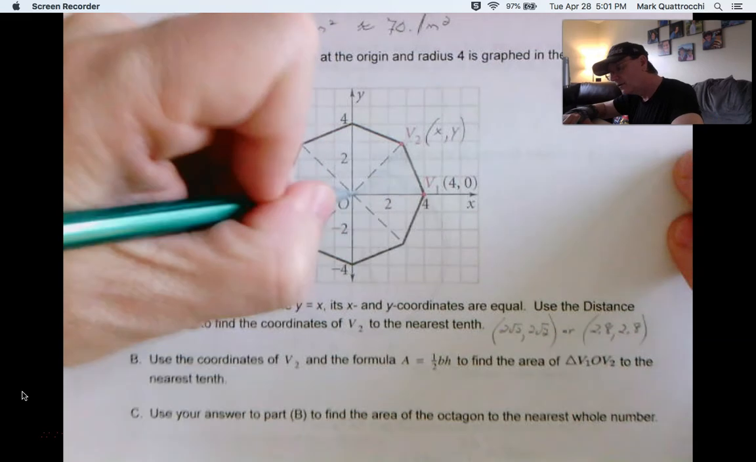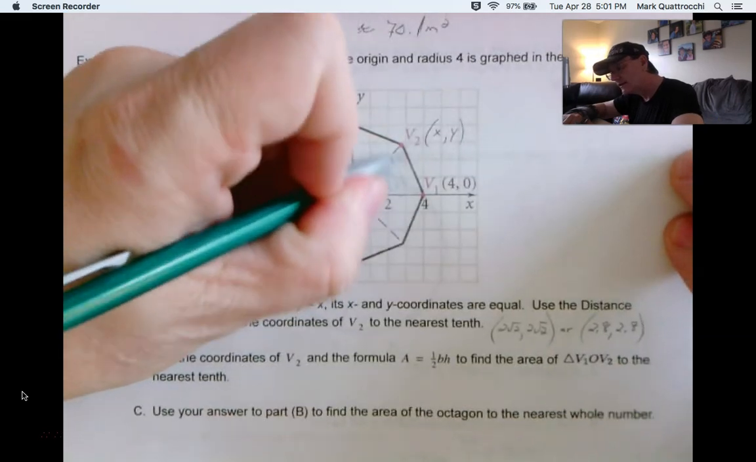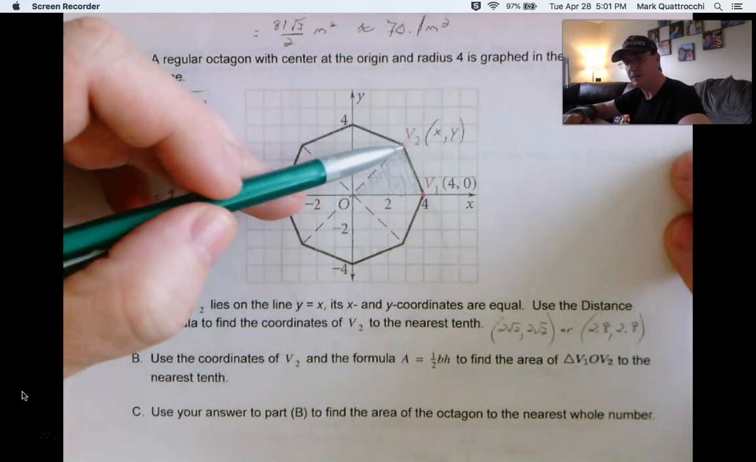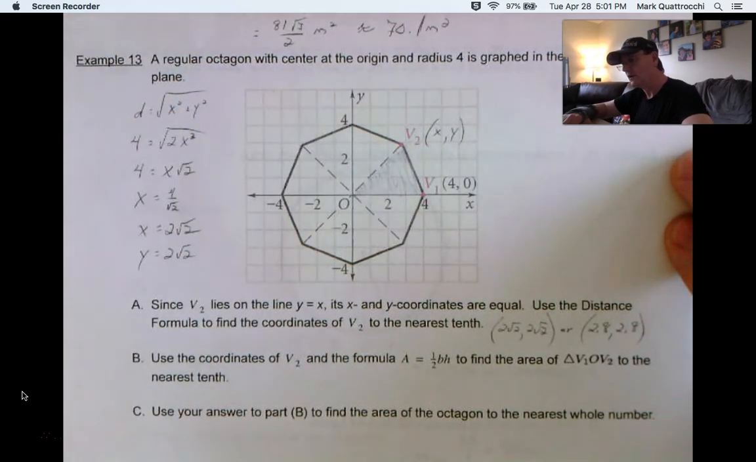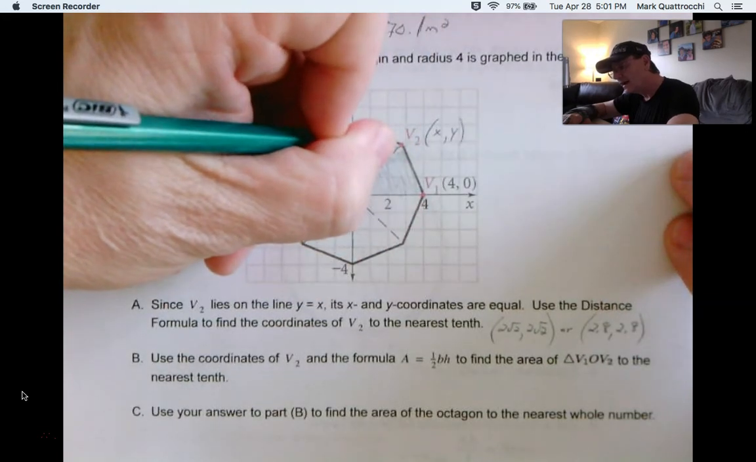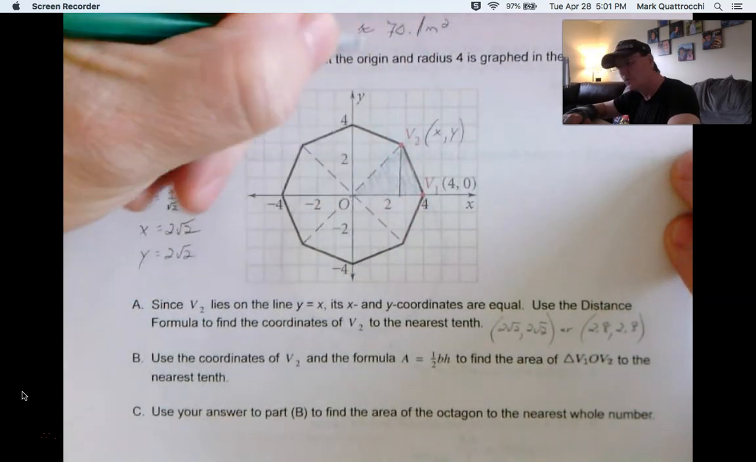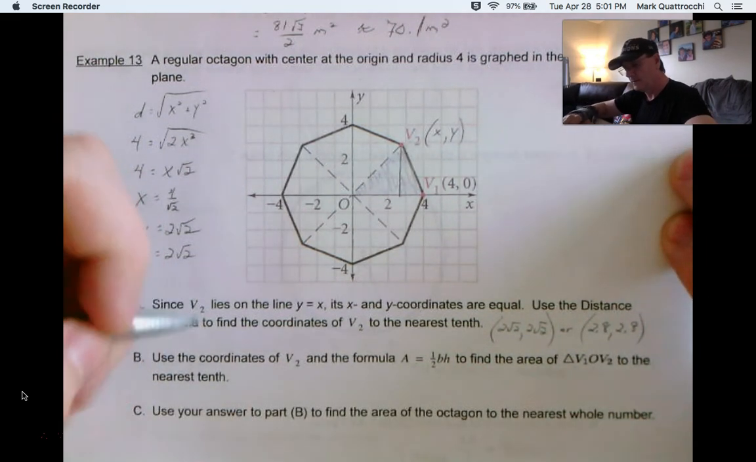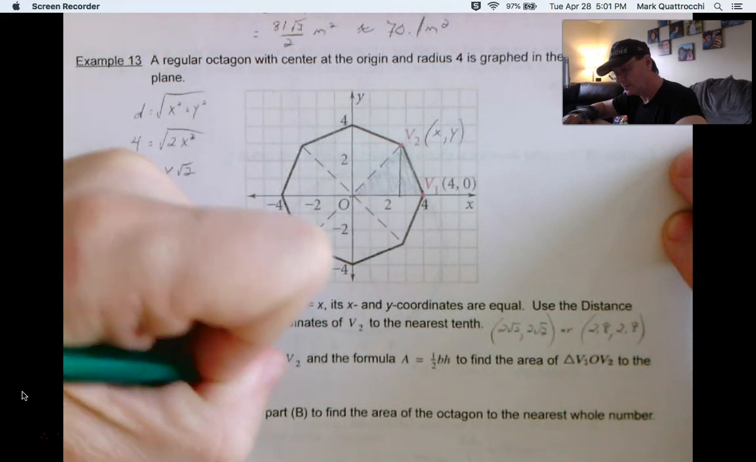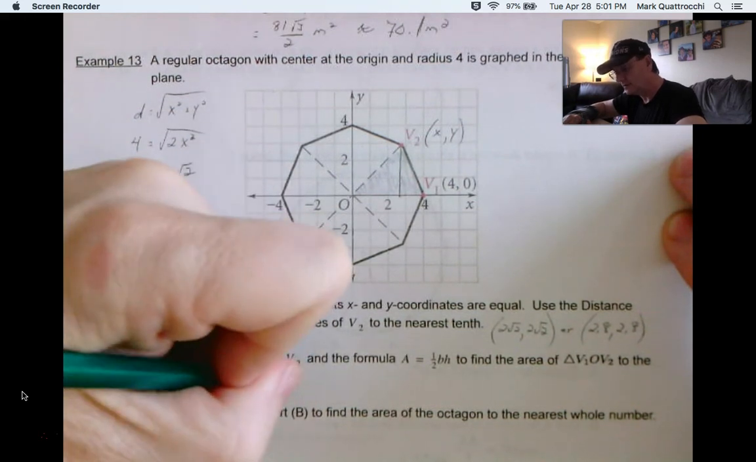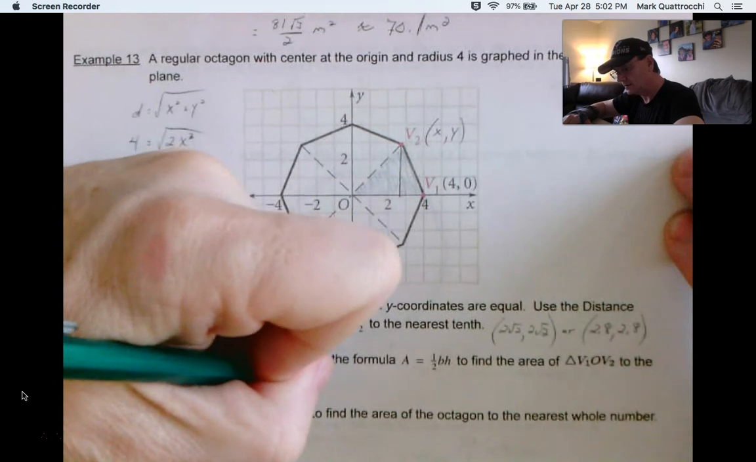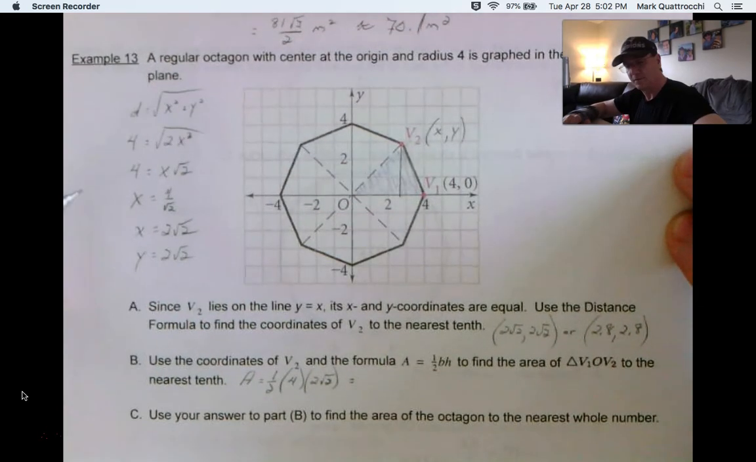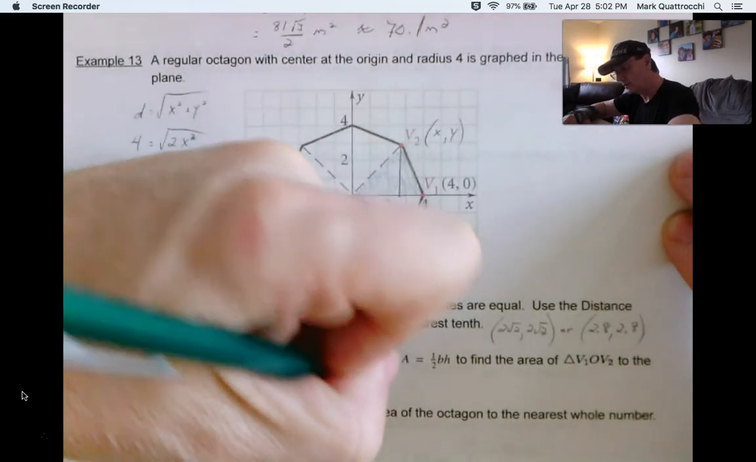to find the area of this triangle, which you can see is kind of highlighted, which is V1, O, V2. Find the area of this triangle. The base is 4. The height we just calculated, 2.8 or 2 square root 2 to the nearest tenth. So area equals 1/2 base 4, height 2 square root 2 or 2.8. Half of 4 is 2, so 4 square root 2.